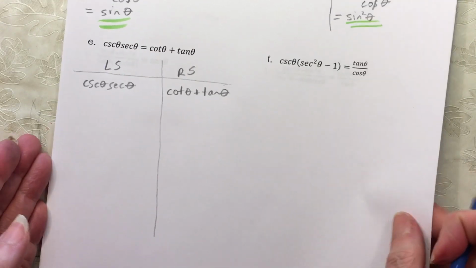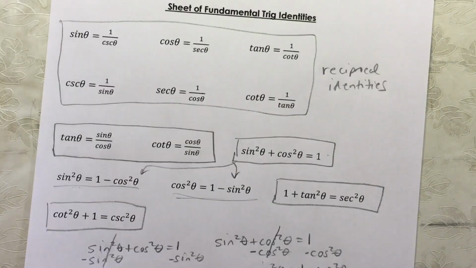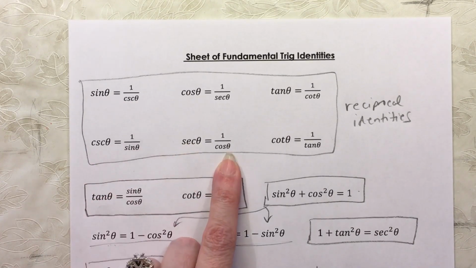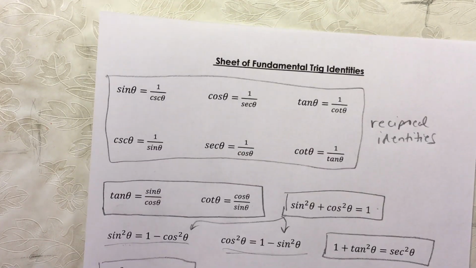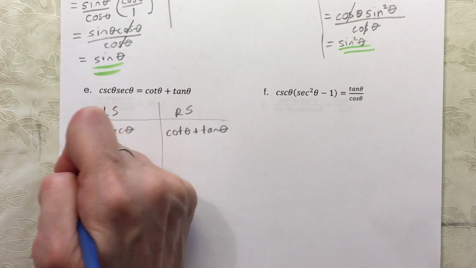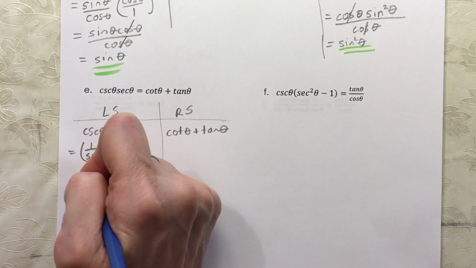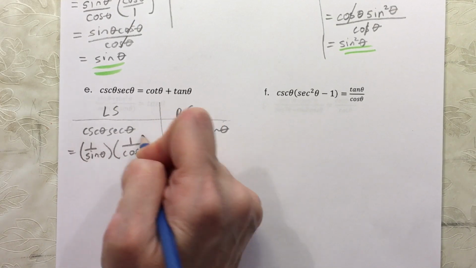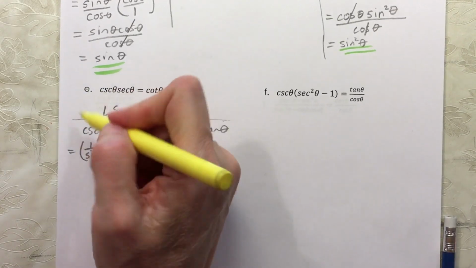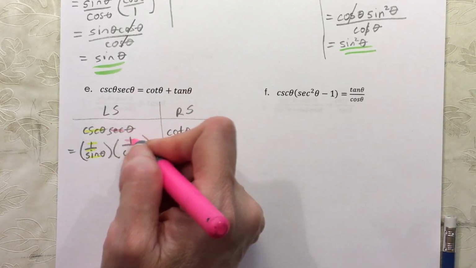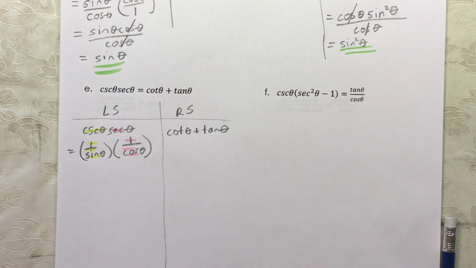So using our sheet of identities, if we just start on the left side, we can see that we could write cosecant as 1 over sine and secant as 1 over cos. So let's go ahead and do that. So we can write cosecant theta as 1 over sine theta and secant theta as 1 over cos theta. So again, these are equivalent and these are equivalent. So we still have equivalent expressions.